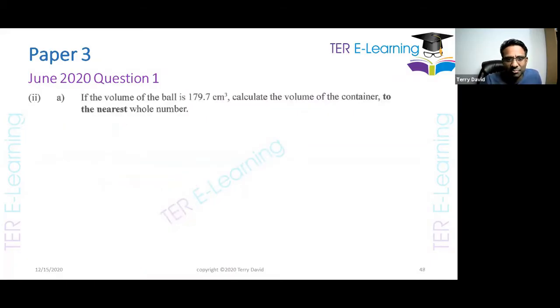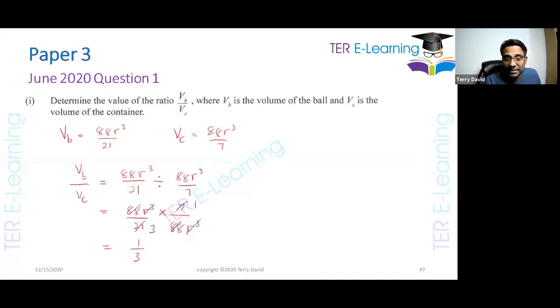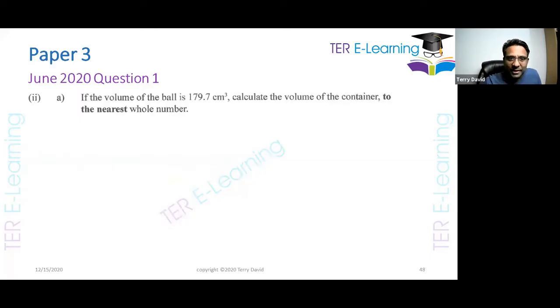The next part, part 2, they said if the volume of the ball is 179.7, calculate the volume of the container to the nearest whole number. Now, this is the funny part, because if you had gotten the previous part wrong, then you're going to get this piece wrong. So we know that VB over VC is equal to 1/2. That's what we just worked out. So now we have to use this to work this part out.